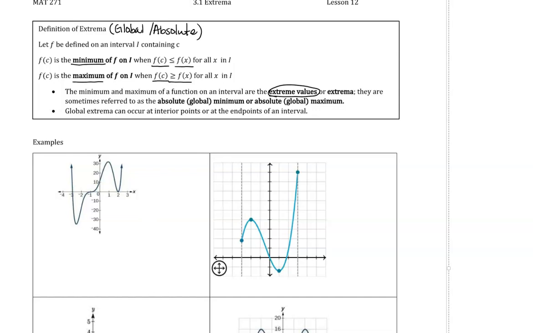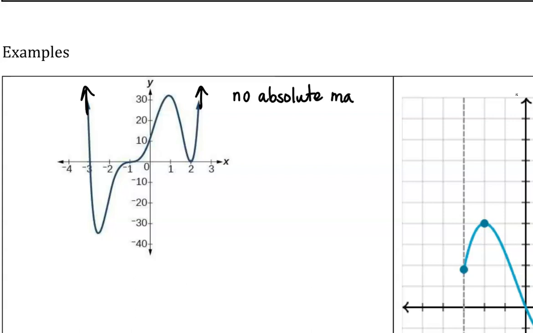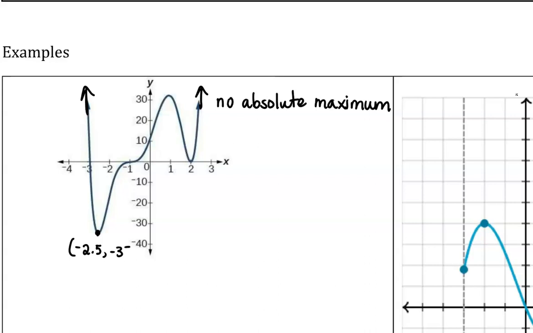So when we look for the absolute maximum of this first graph here, we are looking for the highest point on the graph. Now, because this graph continues on up forever in both directions, there is no absolute maximum on this graph. However, this graph does have a lowest point. The lowest point on the graph is right here. I'll estimate this to be approximately negative 2.5, negative 35. So it does have an absolute minimum at the point negative 2.